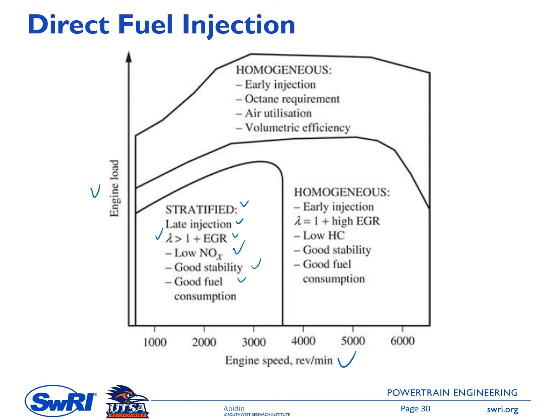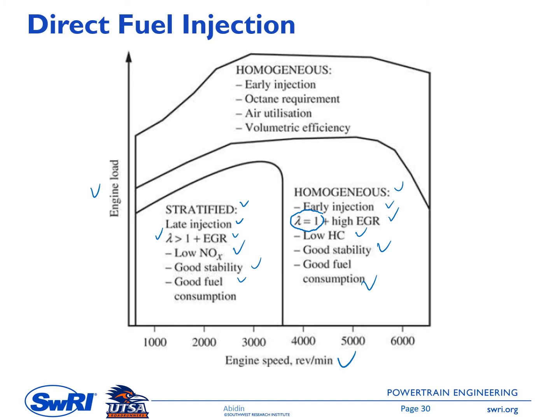For the part load and higher engine speed, usually we operate the engine under a homogeneous mixture condition. In this case, we need earlier fuel injection during the intake stroke, and lambda equal to 1. It means we have a stoichiometric mixture plus a very high EGR. The purpose of this is to have good fuel consumption, and you want to have low hydrocarbon, so we operate it under a homogeneous and stoichiometric mixture condition, and you want to have good engine stability.